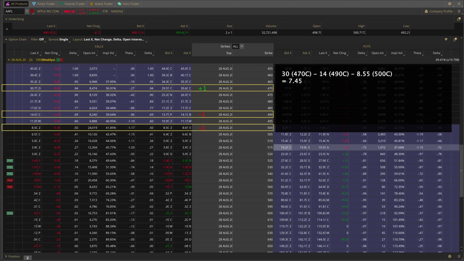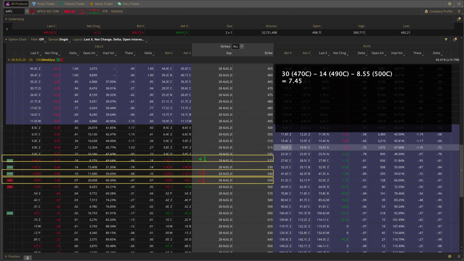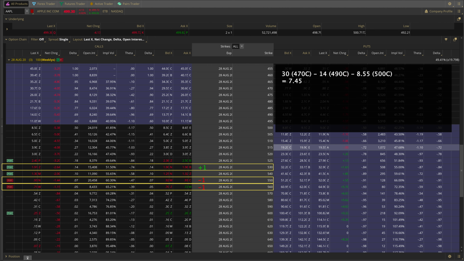So if I just transpose this imaginary spread back up to where I actually have my current spread, then it's the same as if Apple moves up from where it is now to my actual naked short call up at 560. Basically, I can approximate that if Apple reaches my real short call right now, my real spread is worth $7.45. Does that make sense? If not, feel free to rewind.